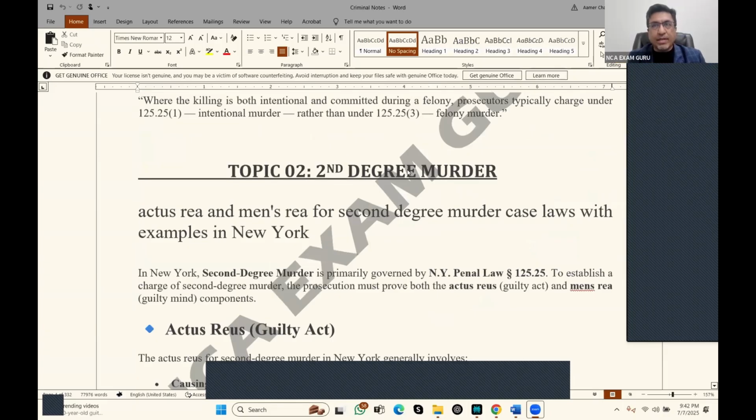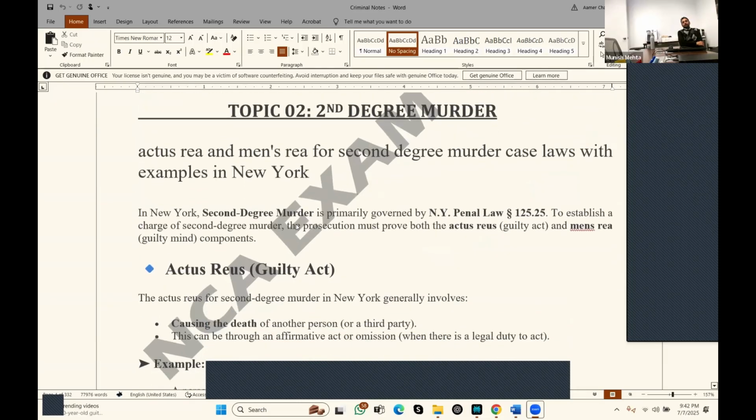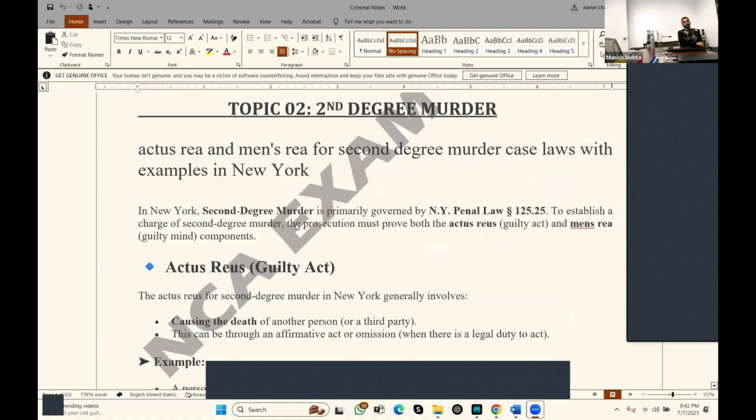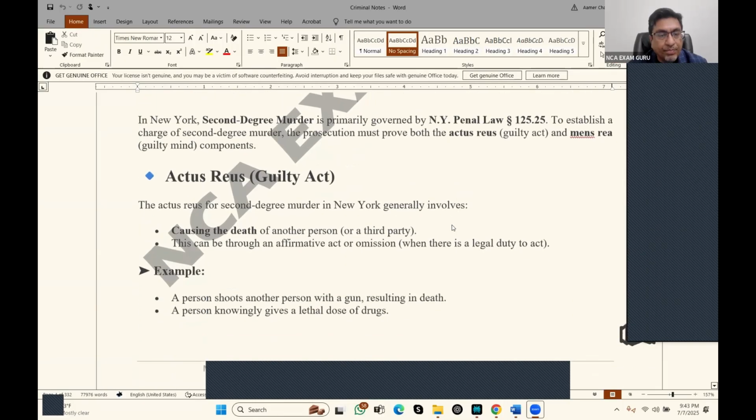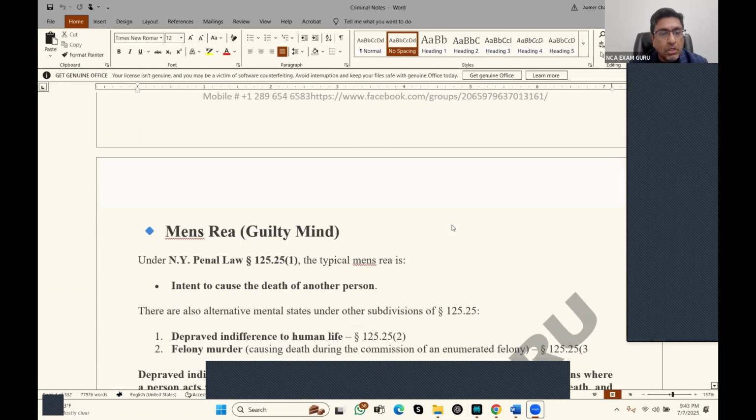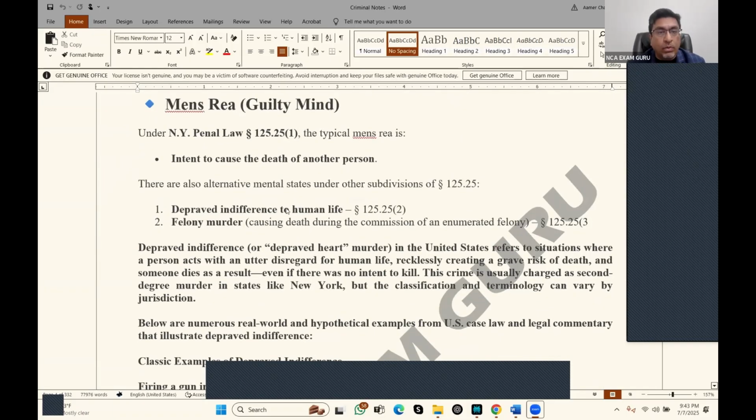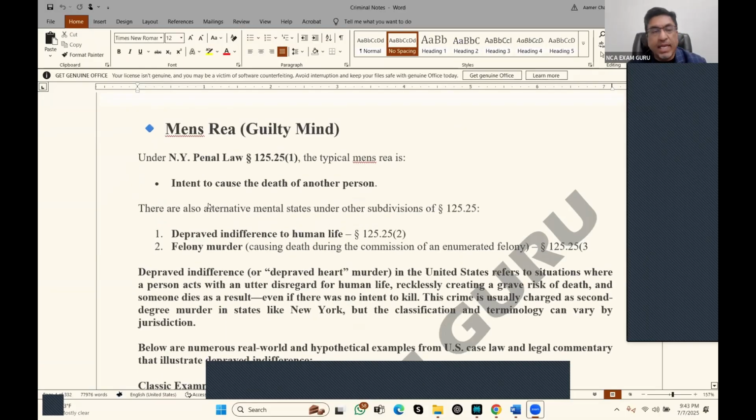Okay. So can you read second degree murder? Actus reus and mens rea for second degree murder, case law, examples in New York. In New York, second degree murder is primarily governed by the New York Penal Law. To establish a charge of second degree murder, the prosecution must prove both actus reus and mens rea. We will constantly read bigger cases ahead. Now, second degree murder, I am going to explain in the next class.